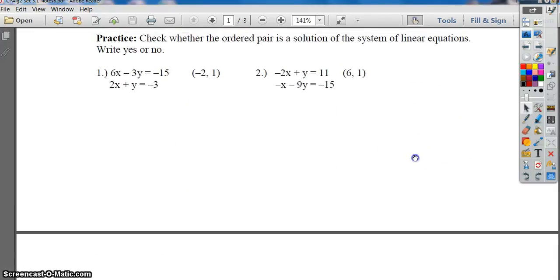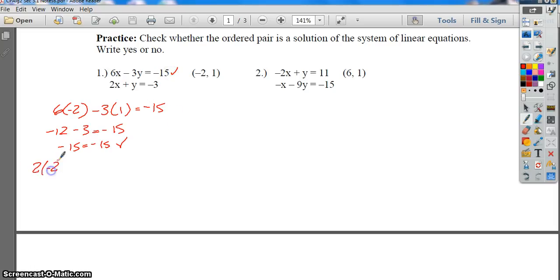So, to practice these, we're just going to check using algebra whether this is a solution or not. So (negative 2, 1), this here has to work with the top and the bottom. If you plug it into the top to show all my work, this is what it would look like. So this is negative 12 minus 3, negative 15, absolutely. Top one to go. This is a good one. This one works.